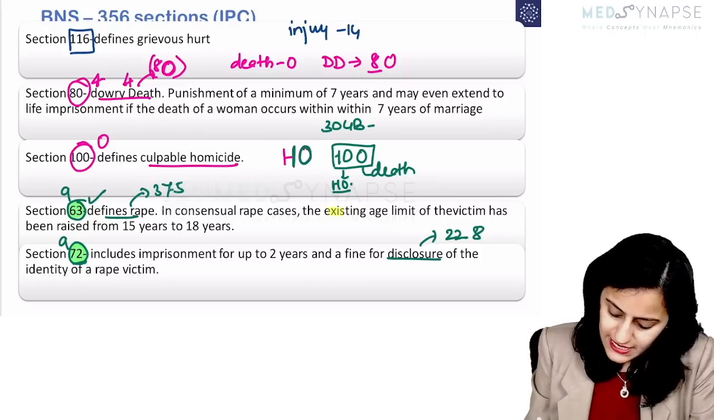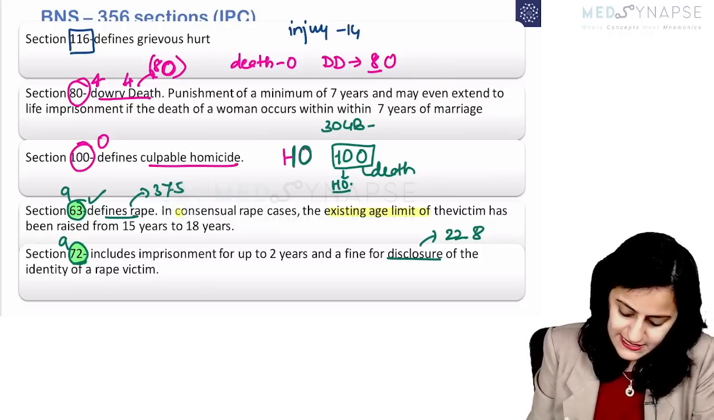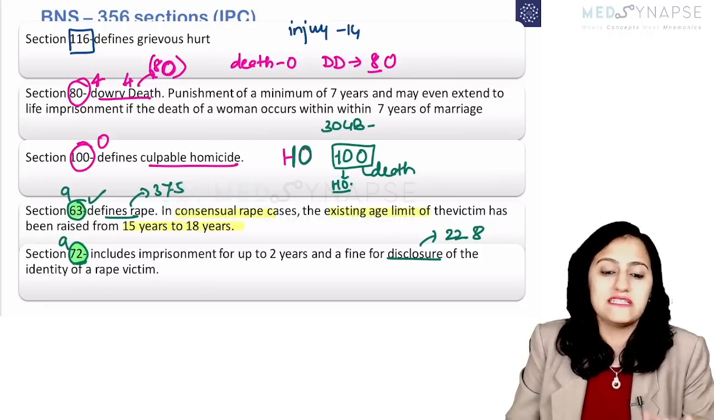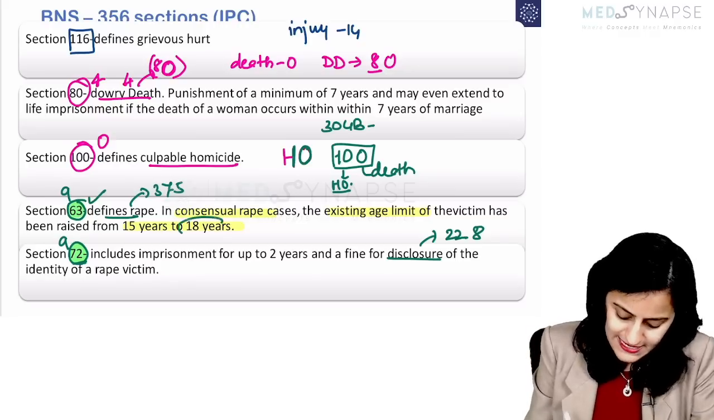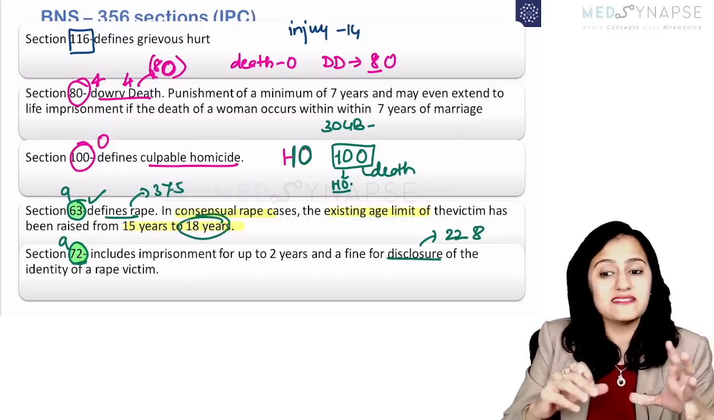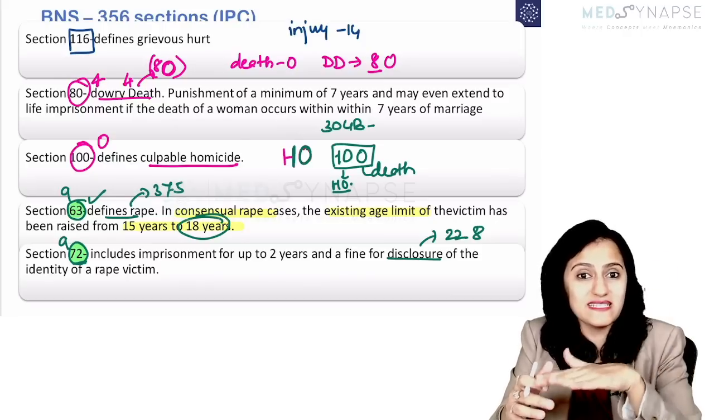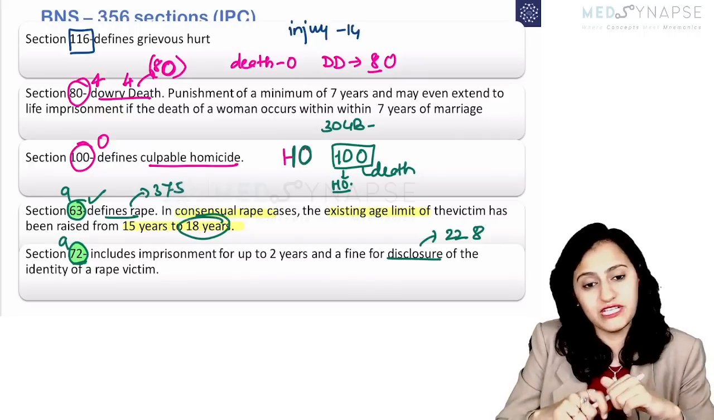Remember that now the age limit of the victim for consensual rape has been raised to 18 years from the previous 15 years. It has been raised to 18 years. Then you have grievous hurt and injury. Grievous hurt, one-on-one boxing, requires a serious fix: 116, and injury is 14.